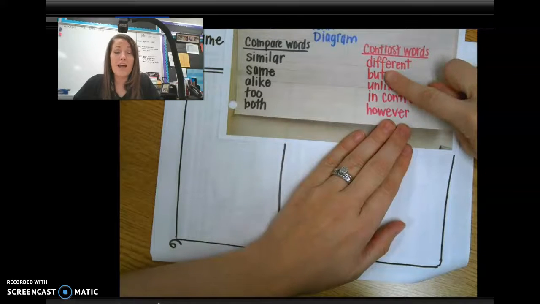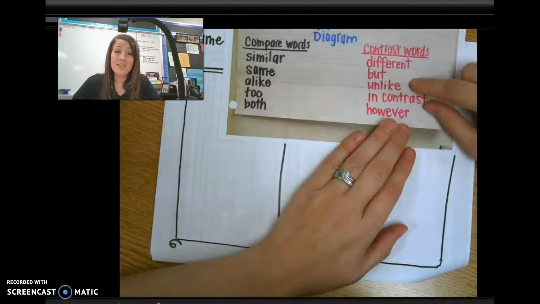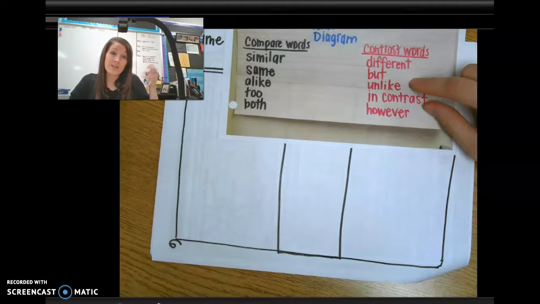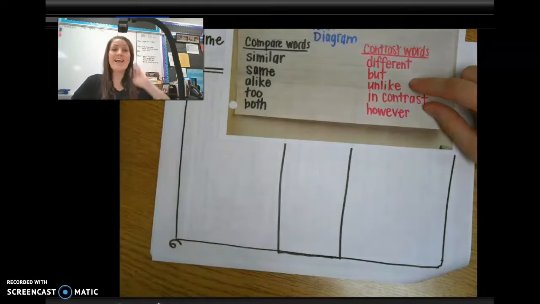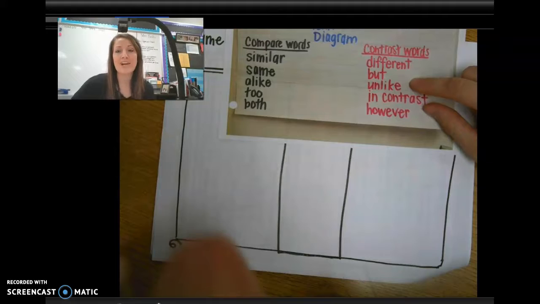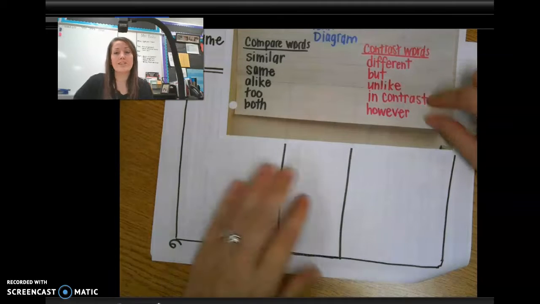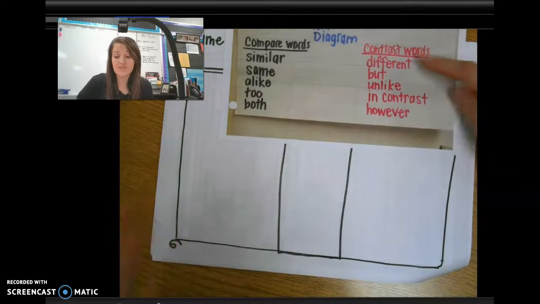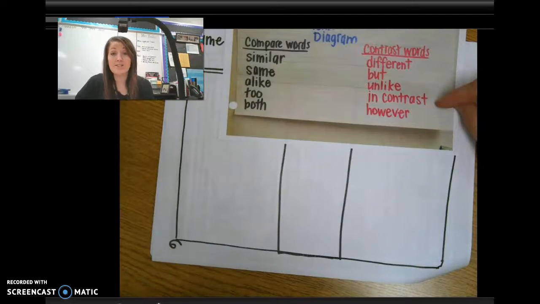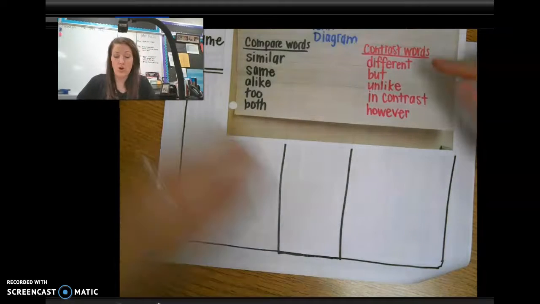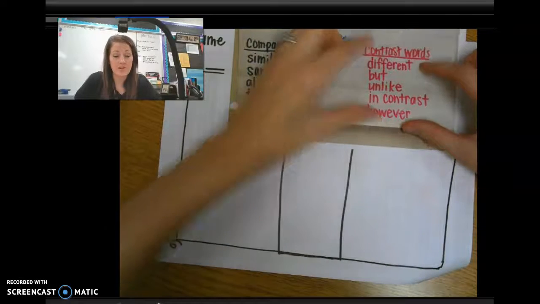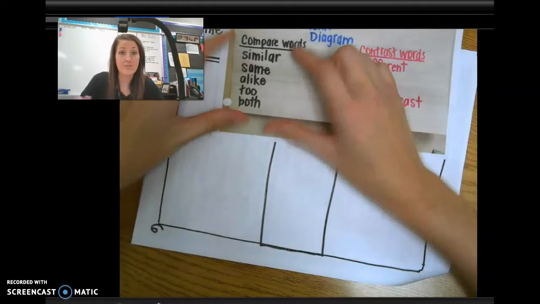Contrast words would mean different. If somebody says, "I have brown hair, but you have red hair," that would be contrasting. Unlike. So unlike my eyes, or unlike me, you have brown eyes. I don't know, I have blue eyes. So unlike my blue eyes, you have brown eyes. That shows that you're contrasting, you're finding a difference. In contrast means different. So I have blue eyes. In contrast, you have brown eyes. However, you have brown eyes. So all of these words are clues that you're finding differences. All of the earlier words are clues you're finding similarities.